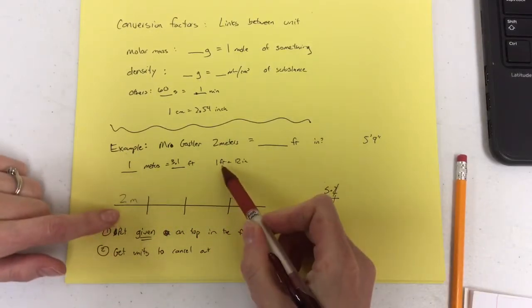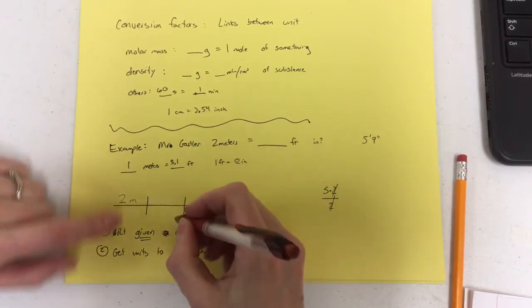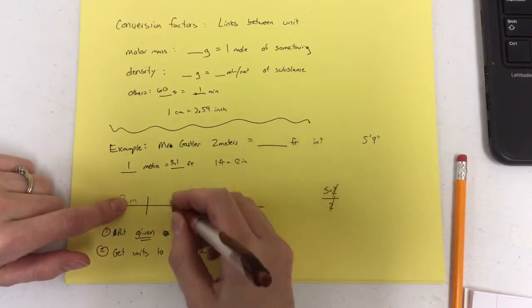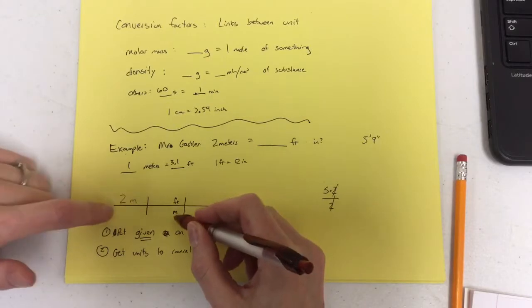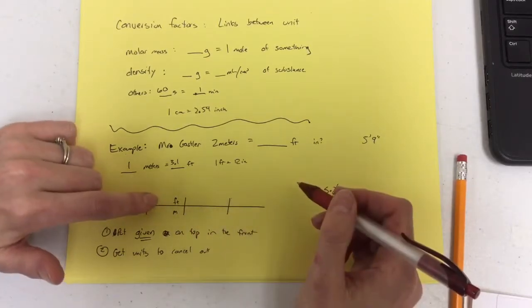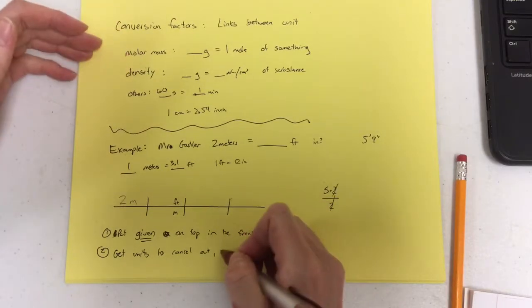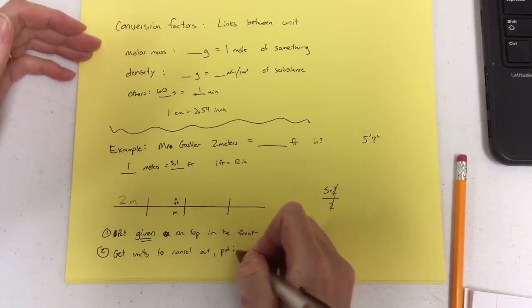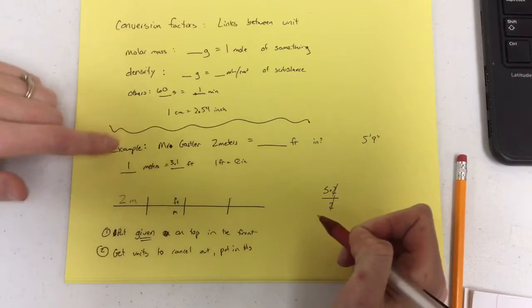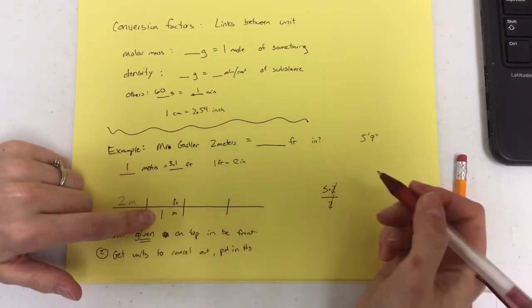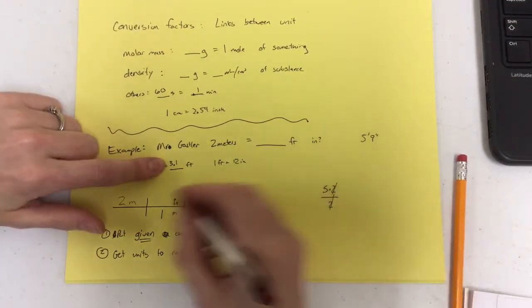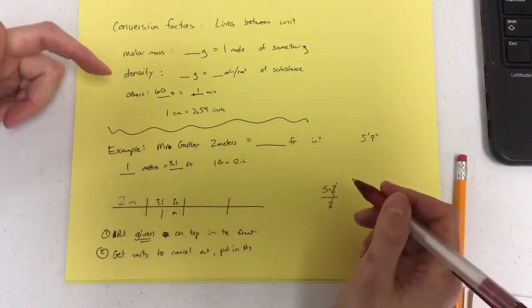So my goal is to get to feet. So I have meters and I want feet. That means I've got to put meters down on the bottom and feet up on the top. That'll make my meters cancel out, and then I'll be left over with feet, which is what I wanted, okay? Then I'm going to put in my numbers from the conversion factor. So I'm going to put the 1 by the meter, because 1 meter is 3.1 feet.